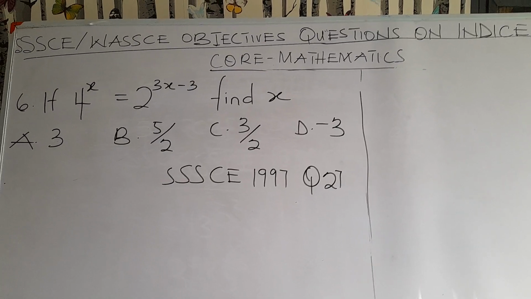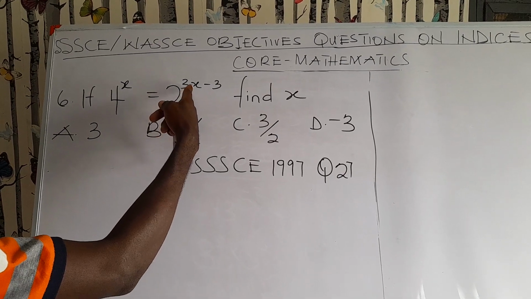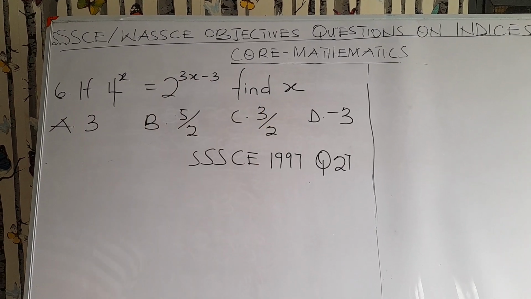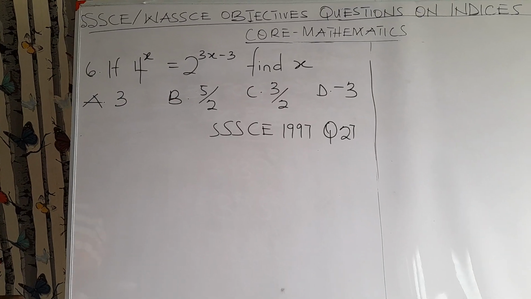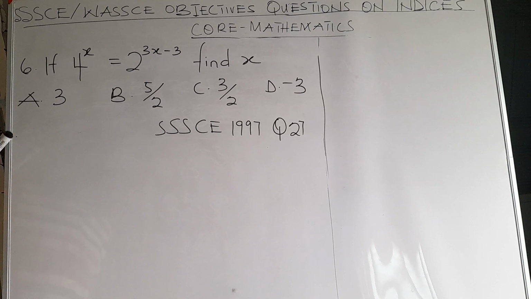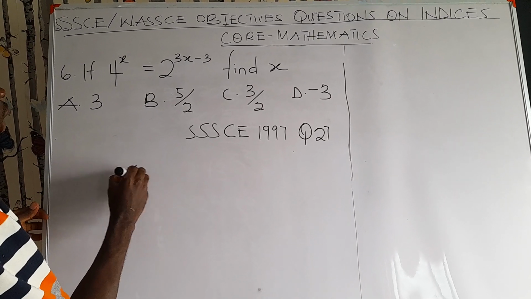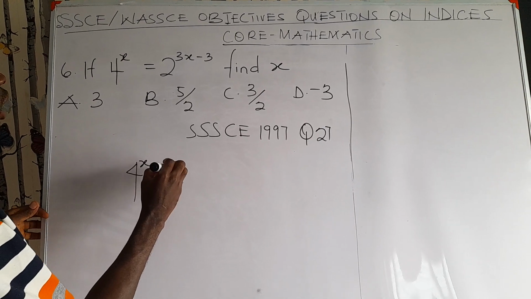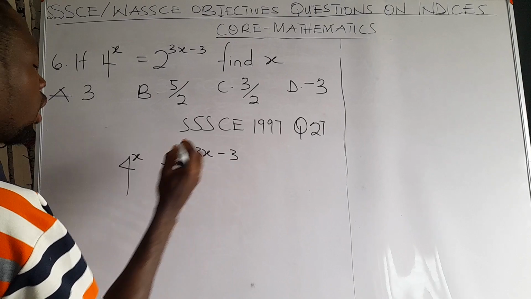So the next one, if 4 exponent x is equal to 2 exponent 3x minus 3, find the value of x. This is another easy one. Equation involving indices. Please check out my videos on equation involving indices. This was SSSCE 1997, question number 27. Please pause the video and see if you can get the answer.